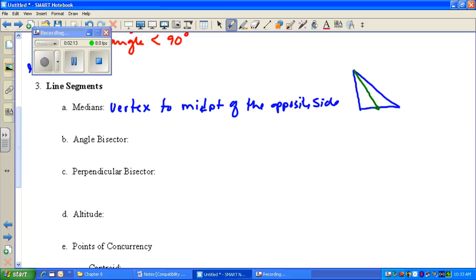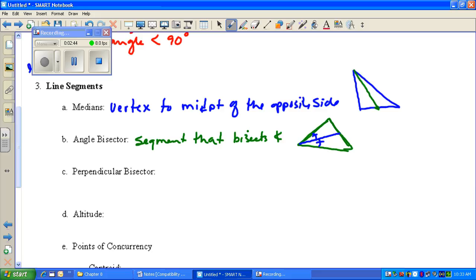An angle bisector is a segment that bisects the angle. So in the triangle, I'd have three angles that would be bisected. So once again, if I have some triangle here, and I bisect the angle, that splits it right down the middle. And so we're going to note that this angle, and I put a line through it, is congruent to this. They are the same size.